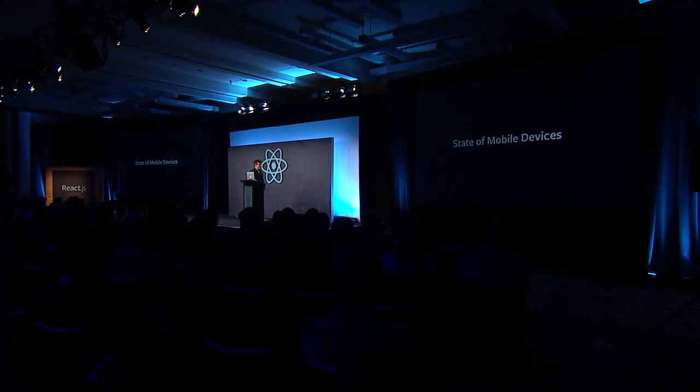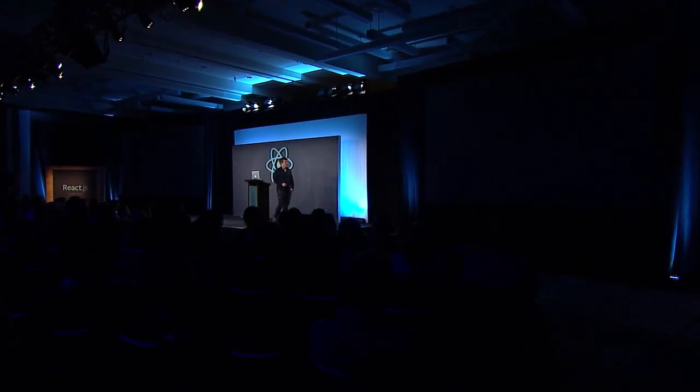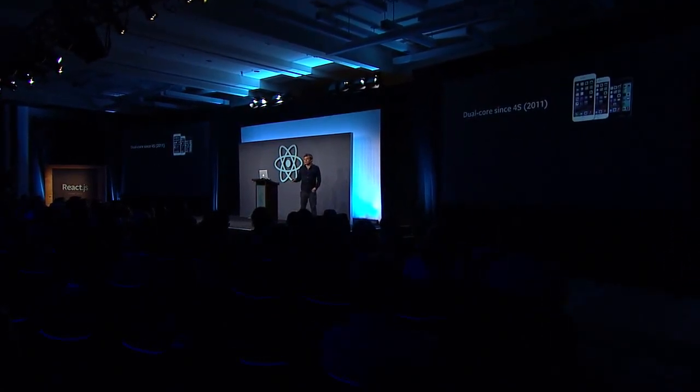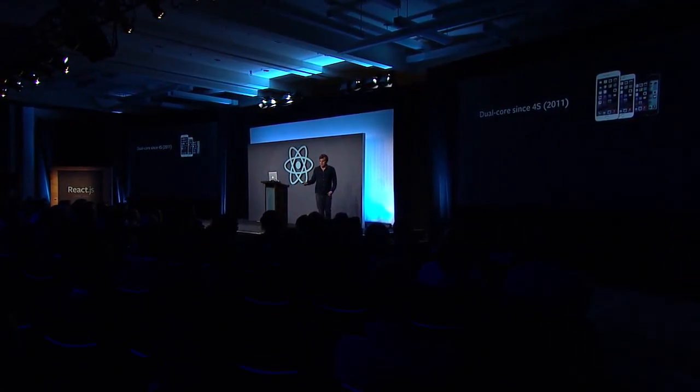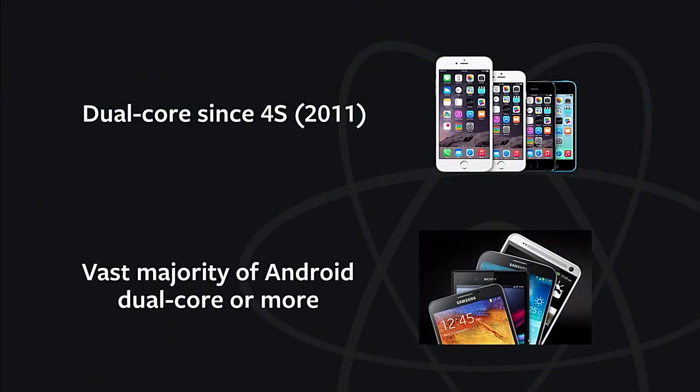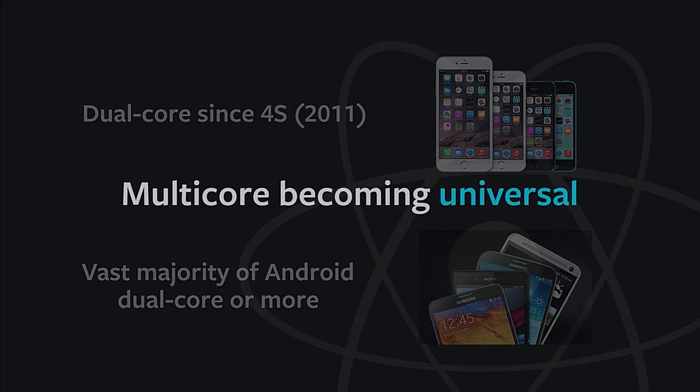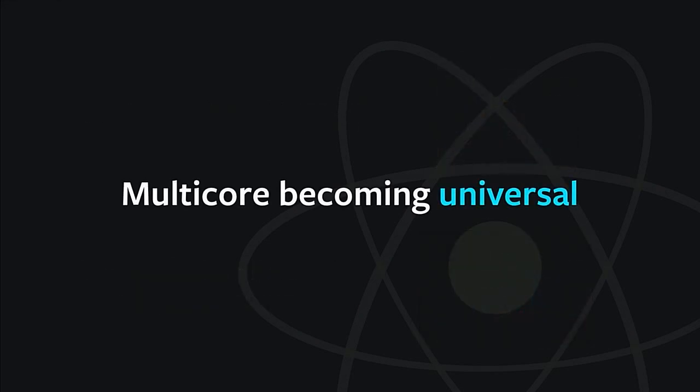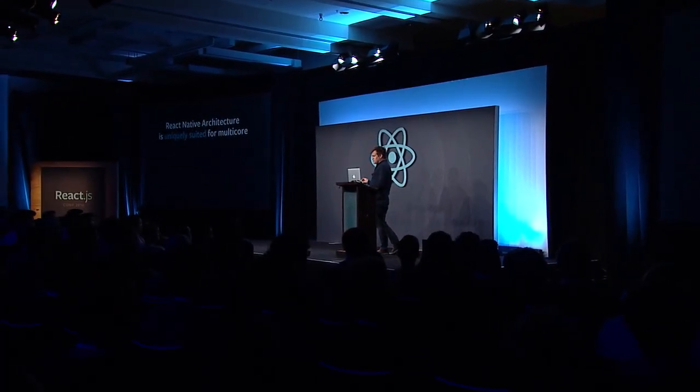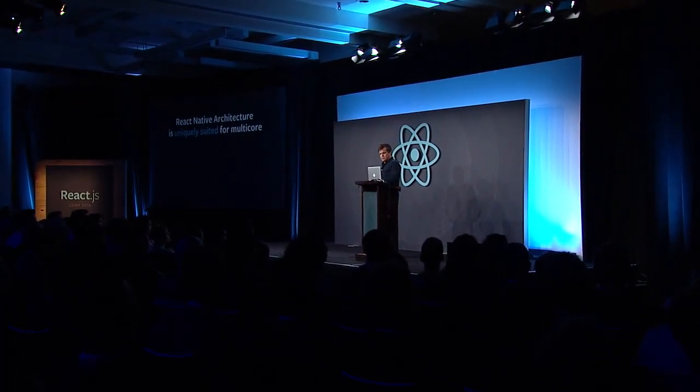So what do I mean by the state of mobile devices? Well, an interesting thing has happened in the last 5 years in that iOS has been dual core since 2011. And Android is even more multi-core. If you have an Android device in the audience, it probably has 4 cores or more. And the fact you can assume is that multi-core is becoming universal. And what's awesome about React, and the original designers were very prescient about this, is that the React Native architecture is uniquely suited for the multi-core world.